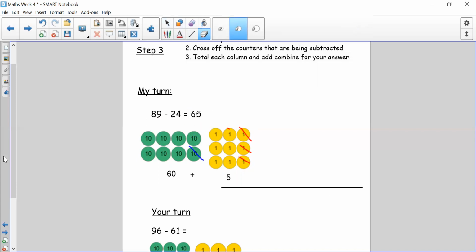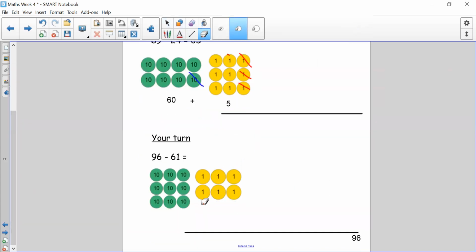Now I want you to pause the video and have a go with 96, take away 61. What you are going to do is make sure you follow your 3 steps. Partition your counters, cross off the ones, cross off the tens, total each column, and then combine them. Off you go, pause the video.